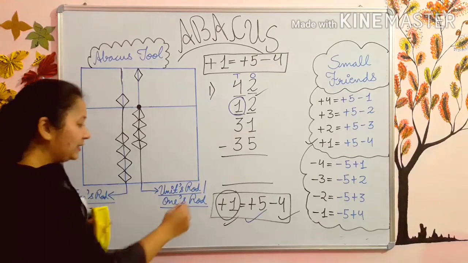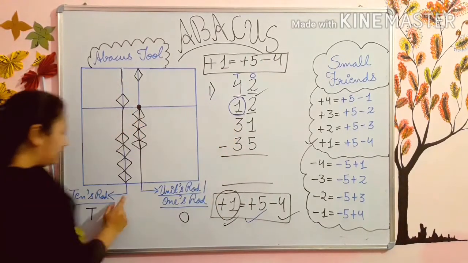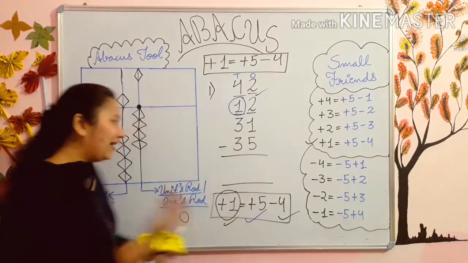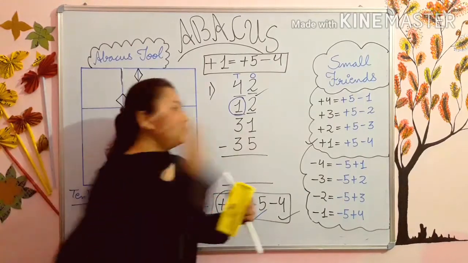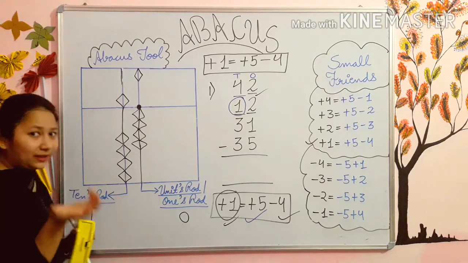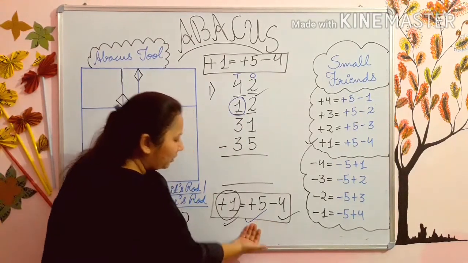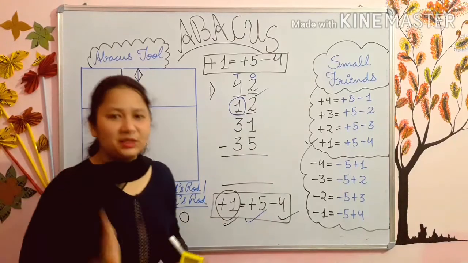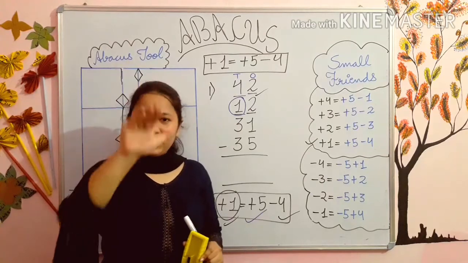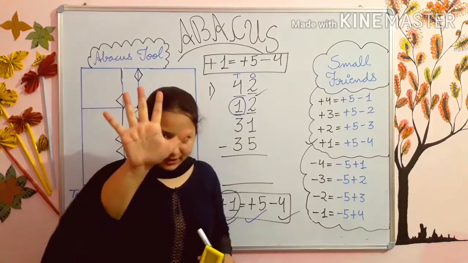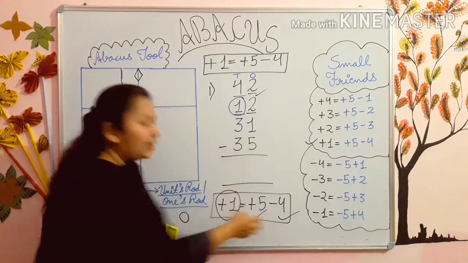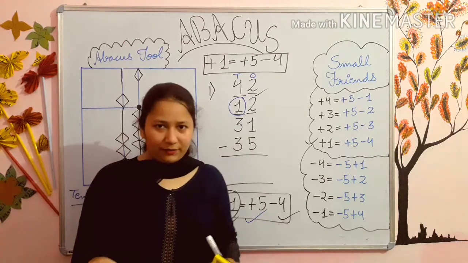Again I will explain to you, students. You have to add 1 in tens rod but the bead was not there. I have told you that whenever you lack beads, you take the help of the small friend formula. So here you have to add 1 but the bead is not there, so you use the formula plus 1 is equal to plus 5 minus 4. It means you have to add 5 and then minus 4. If you do this, your 1 will get added. Nothing else you have to do.